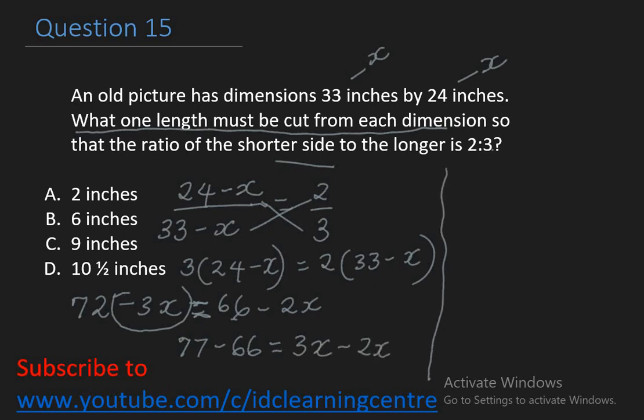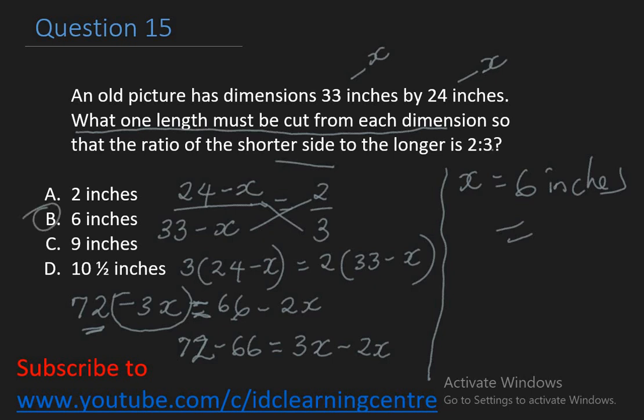Now, a lot of people like the unknown to be at the left hand side. That's fine. So 3X minus 2X will give me X. Hold on, I said this is 72, take note, not 77. So 72 minus 66 equal to 3X minus 2X. 3X minus 2X is X. 72 minus 66 will give me 6 inches. So the right answer is B.